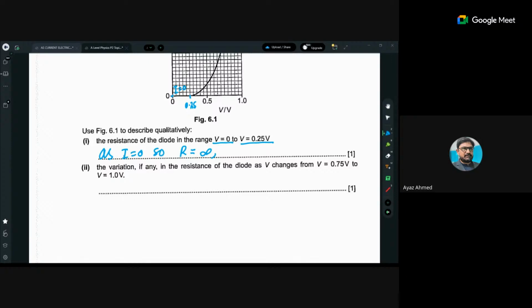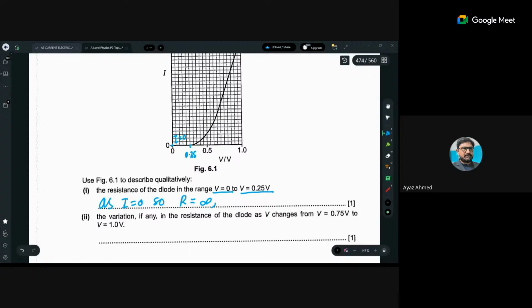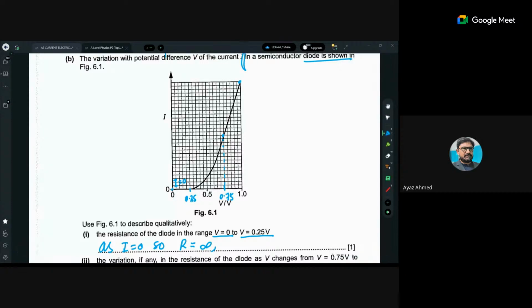The variation, if any, in the resistance of the diode as V changes from 0.75 to 1 volt. 0.75 is where 1, 2, 3, 4, 5. Here is your 0.75. So from this point to this point, what about the gradient of the graph? Because that IV graph is there. So in IV characteristics, I told you that gradients are there. Either its gradient is equals to resistance, because it is IV graph, so 1 upon gradient is equals to resistance. So what about the gradient?